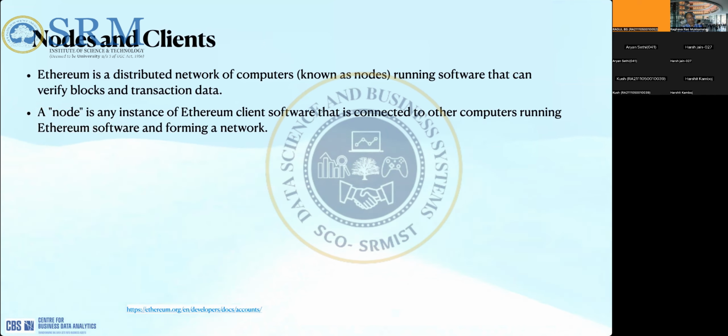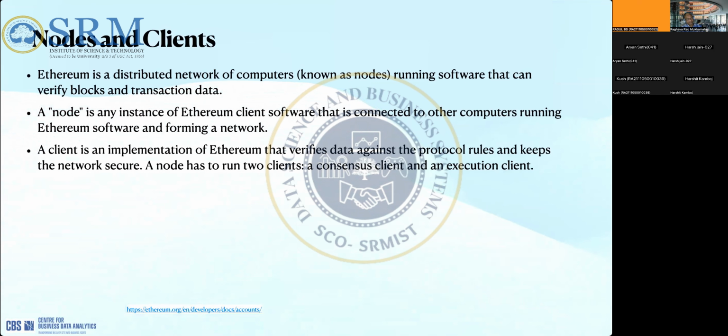So basically, Ethereum is nothing but a network of nodes. You have a network of computers running software whose job is to verify the transactions and prepare blocks and things like that, right? So a node is nothing but an instance of an Ethereum client. You can also call it the client, but based on the type of job it does, there are different clients, right? So what is a client? First of all, a client is nothing but an implementation of Ethereum that verifies data against the protocol. Basically, it is a piece of software which executes the rules according to this virtual machine, right? The Ethereum Virtual Machine, EVM.